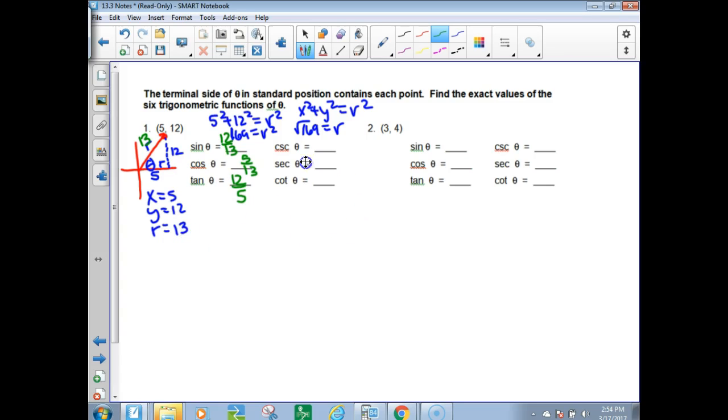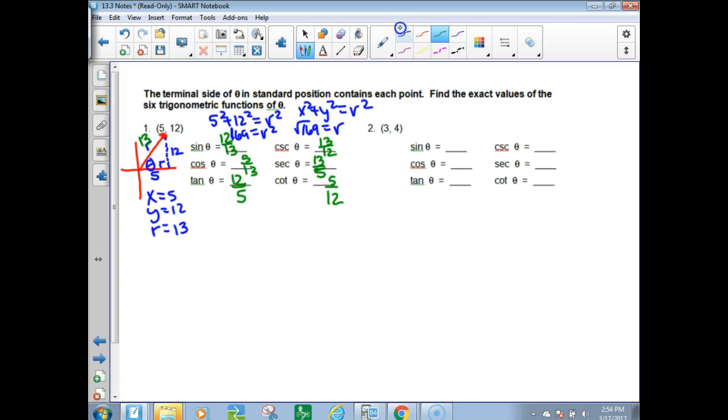Guys, no. All right, and then our reciprocal functions. The sine and cosecant are reciprocal functions, so cosecant is going to be 13 over 12. Secant and cosine are reciprocal functions, so secant is going to be 13 over 5. And tangent and cotangent are reciprocals of one another, so that's going to be 5/12.